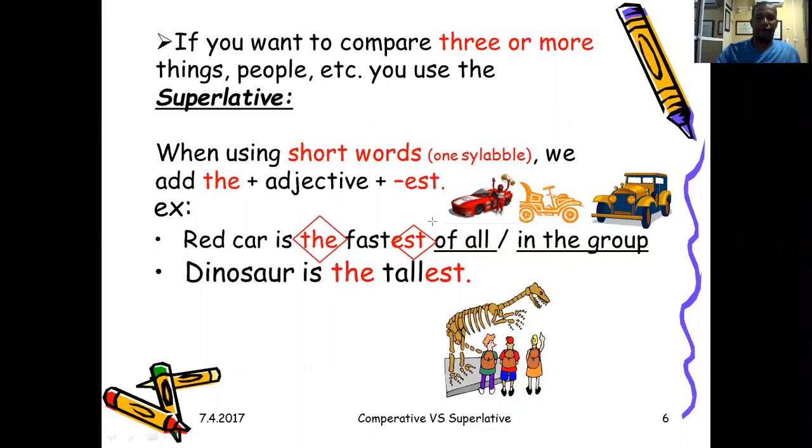The fastest. Okay, the fastest. Dinosaur is the tallest. In this case, I'm trying to explain to you that there isn't any animal bigger than dinosaurs. Dinosaur is the tallest. There aren't any other animals taller than dinosaur.